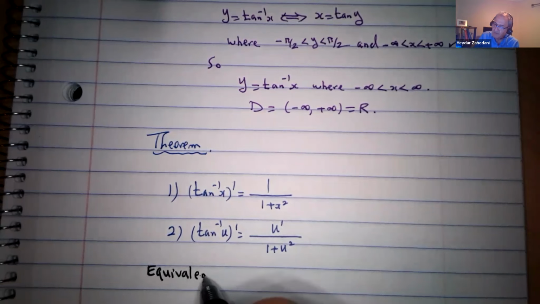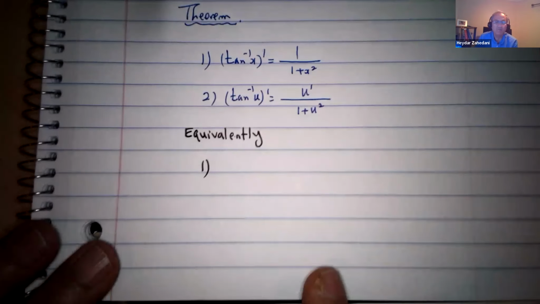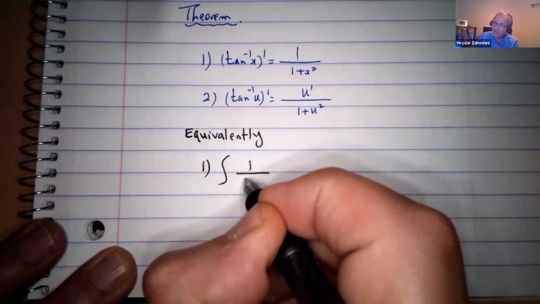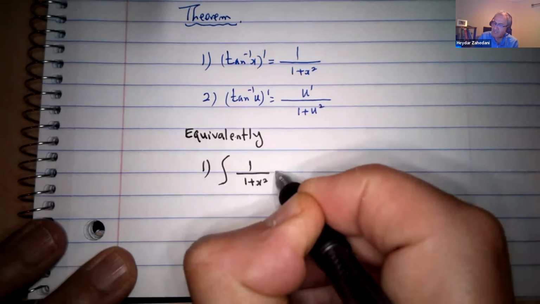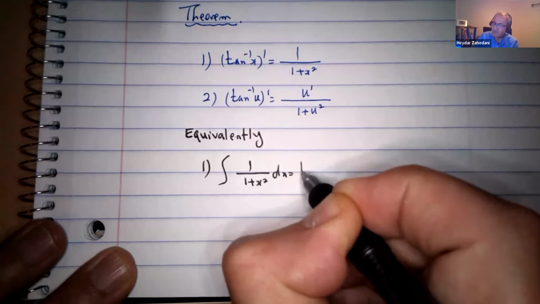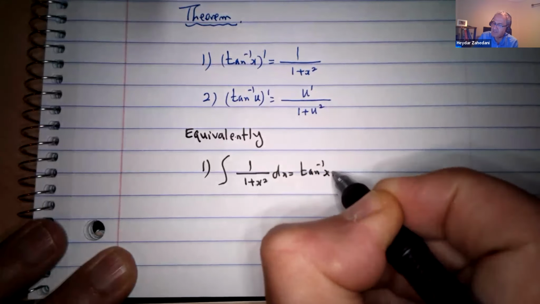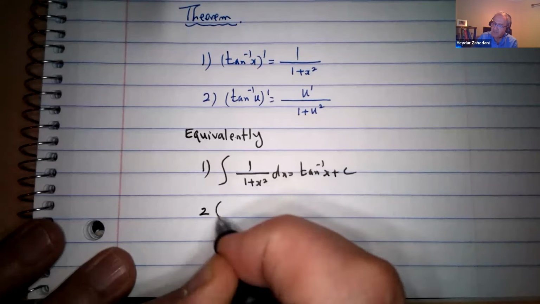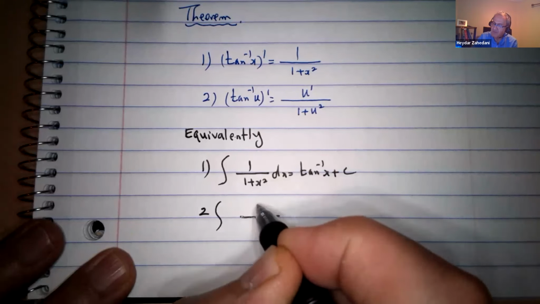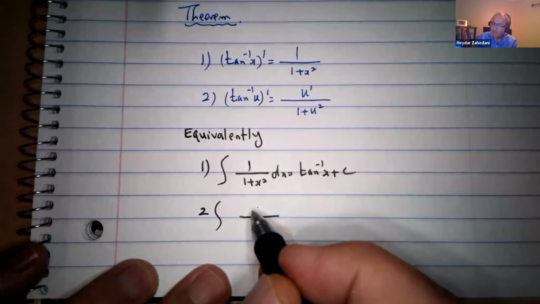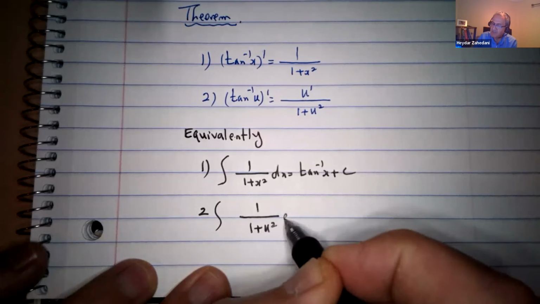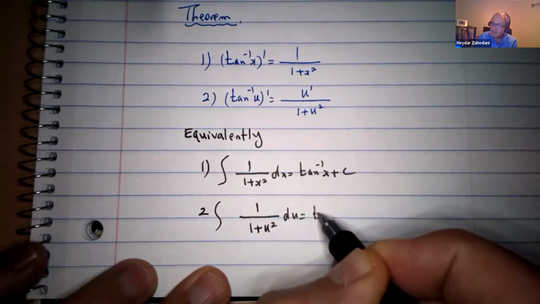Equivalently, the first one would be changed into the integral of 1 over 1 plus x squared dx, which is always tan inverse of x. And the second one, the same thing. If you have the u prime dx, or just if you have a 1 plus u squared, the integral is going to be tan inverse of u.